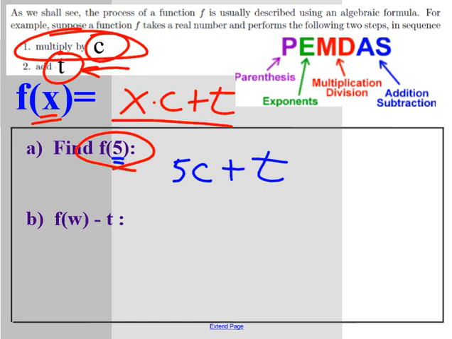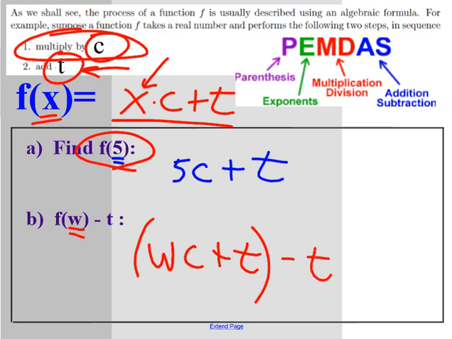Okay, f of w means you put w in. But there's so many variables running around, it can get easy to forget where to put it. It goes in where the x was. So it's wc plus t. But then I have to subtract t. Well, it's that minus t. And then I can say, can't those just be combined as like terms? Yeah, they can. So what's plus t and minus t make? They're gone. 0. So the answer is wc. Raise your hand if you had w times c or c times w. Awesome.